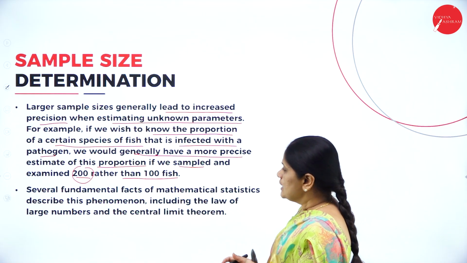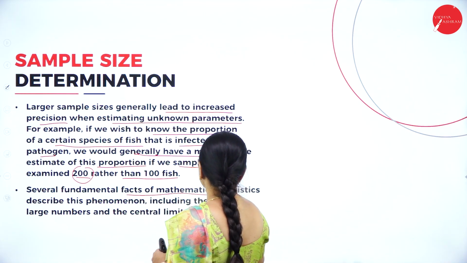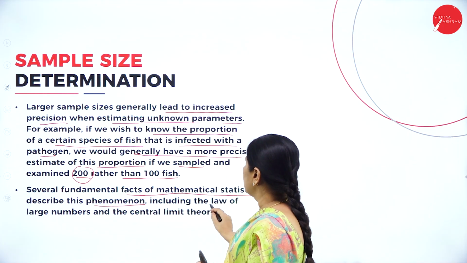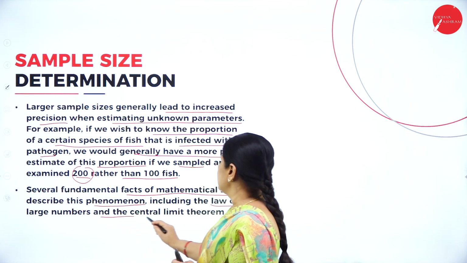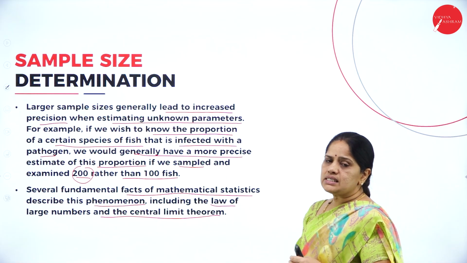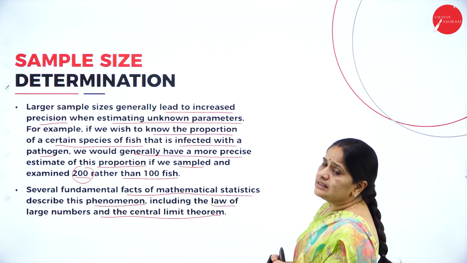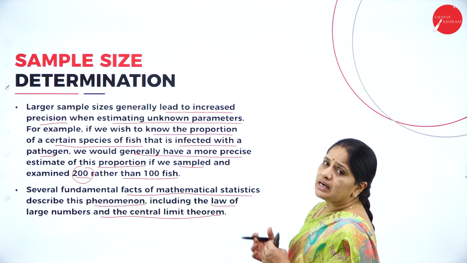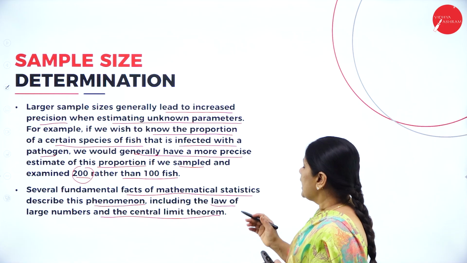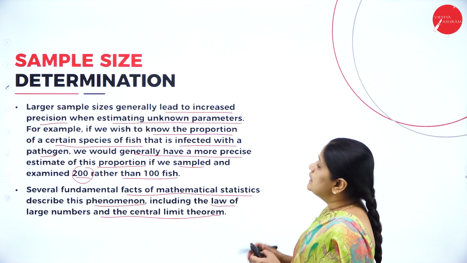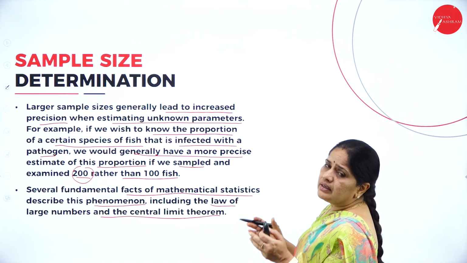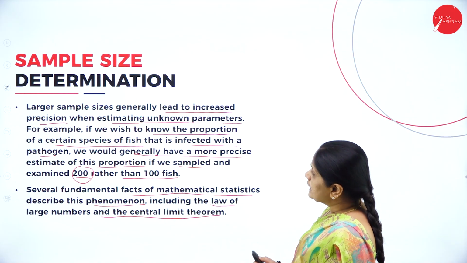Several fundamental facts of mathematical statistics describe this phenomenon, including the law of large numbers and the central limit theorem. There are various statistical techniques which prove that the greater the number of samples, the more accurate the results will be. The law of large numbers and the central limit theorem prove that as the sample size grows, the more precise results you will get.